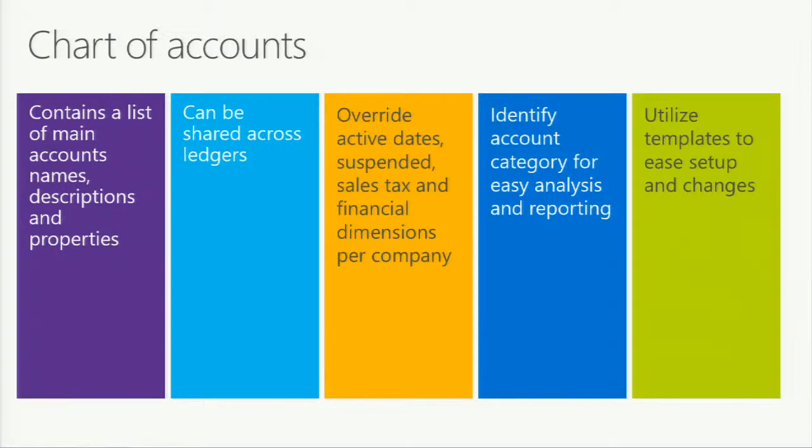The chart of accounts in AX 2012 contains a list of main accounts. It can be shared across ledgers. So we've heard up to like 500 companies throughout our sessions this week. You certainly don't need to have 500 charts of accounts that you need to set up and maintain. AX 2012 does have a shared setup. There are specific properties that you can override. So maybe you have a specific account that not every company uses, but you still want to include that in your standardized setup. There are certain overrides, such as suspended and active from and active to, that you can set at a company level.